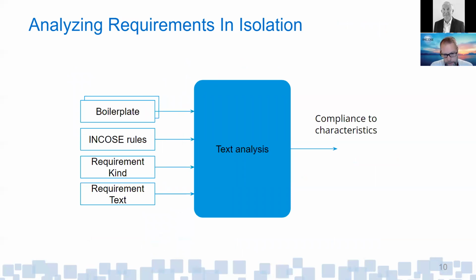So let's look at the function of analyzing a requirement in isolation. We need a set of inputs, of course, and probably the minimum you need is, for example, the INCOSE rules. You need the requirement text, of course. If you're a little bit more sophisticated, you can manage also boilerplates. So if we know which requirement kind we are analyzing, we can do this a little bit better. And out from this function, you get some kind of understanding of compliance to different characteristics.